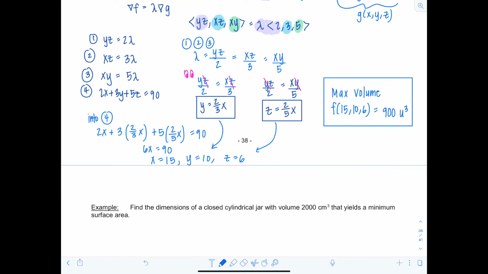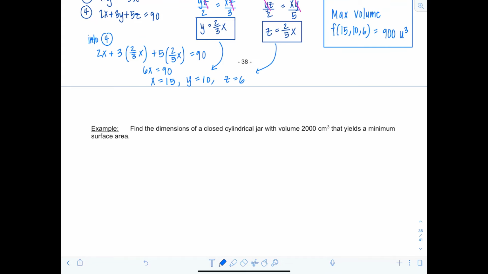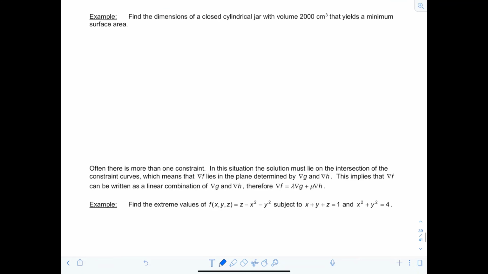All right. Let's look at another example. Which method would you say is easier, this one or the previous lesson's methods? It's up to you. Okay, so find the dimensions of a closed cylindrical jar with volume 2,000 centimeters cubed that yields a minimum surface area. So when you're trying to figure out which function is f and which one's your constraint, f is going to be whatever you're trying to maximize or minimize. So notice here they want us to minimize surface area. Okay, so that's going to be my function f, the surface area function for a closed cylindrical jar.